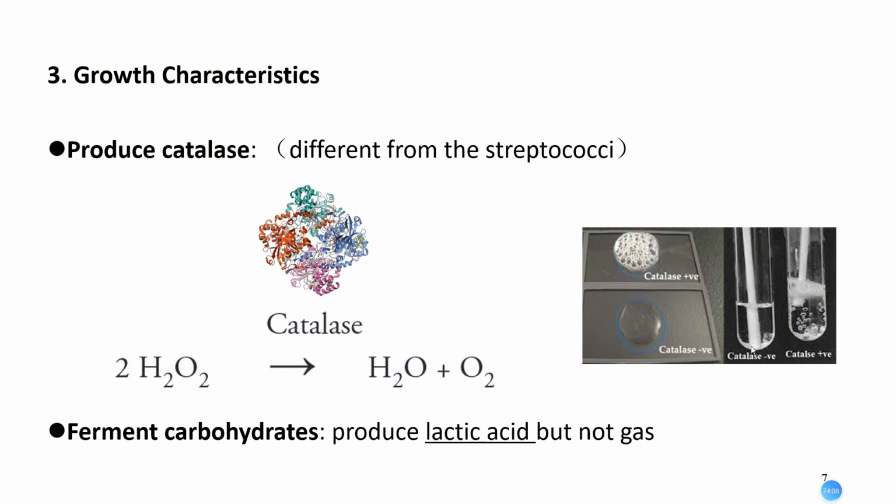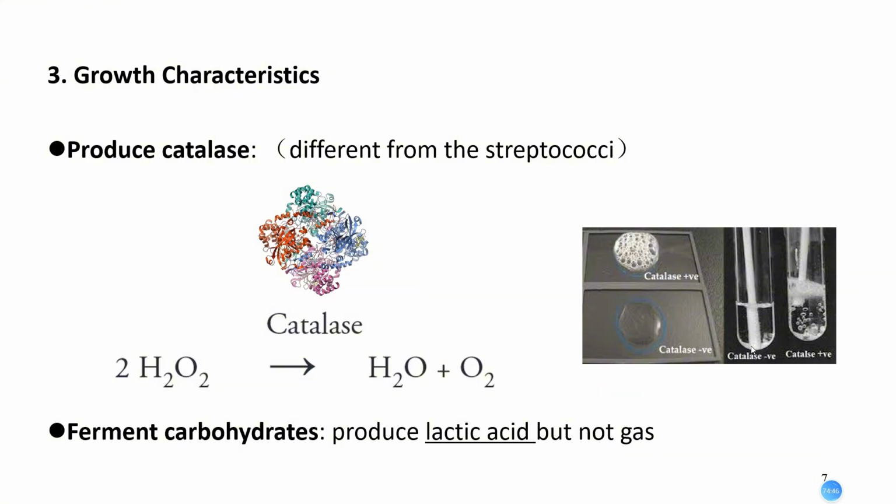Or you can do the experiment this way. In the glass tube, you put the hydrogen peroxide solution. Then you use the cotton swab or a sterile stick to transfer some bacteria into the tube. And if it's catalase positive, you will be able to see the bubble in several seconds. So this is a common biochemical experiment you can do.